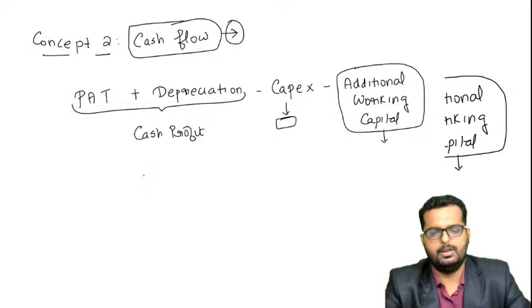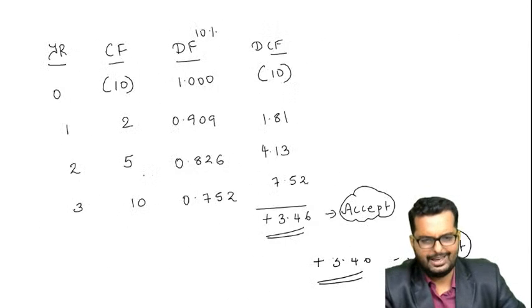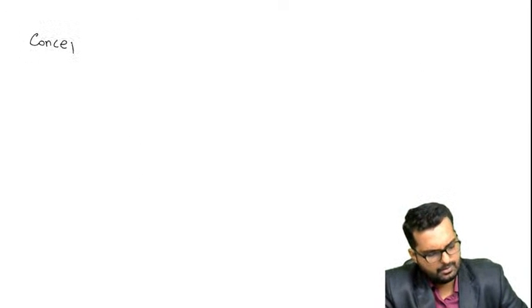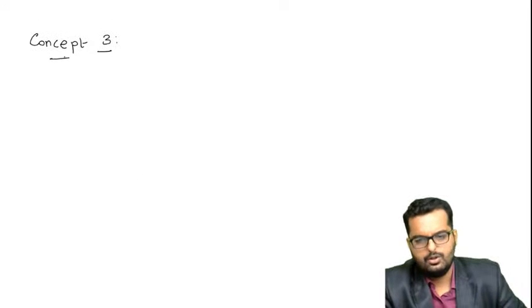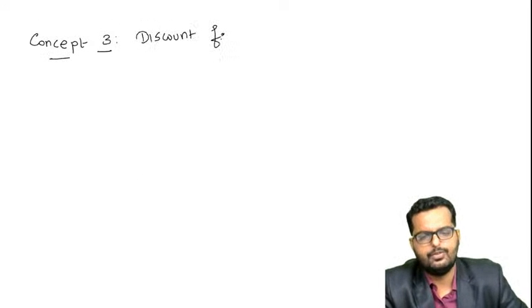Alright friends, have you all put up till here in your books? We have learned two concepts now. One was we learned about NPV. Second thing we learned about is cash flow. Let me now go to concept number 3. Concept number 3 is what we call the discount factor.